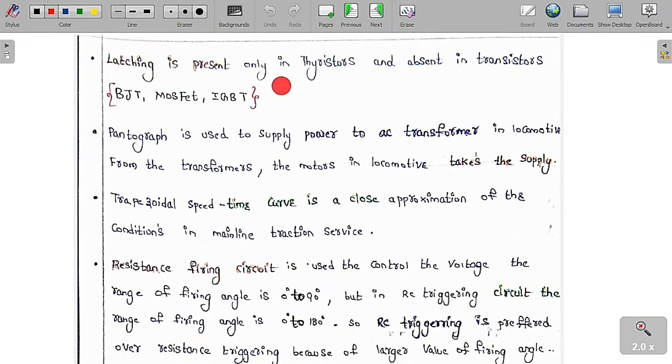Latching is present only in thyristors but absent in transistors like BJT, MOSFET and IGBT. Latching is the only concern which is present in thyristors, but it is absent in transistors like BJT, MOSFET and IGBT.